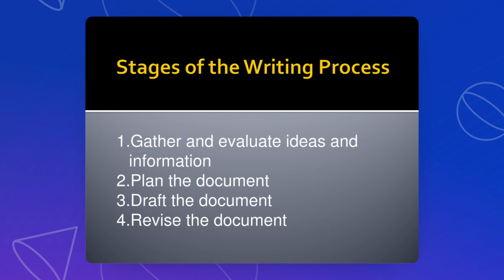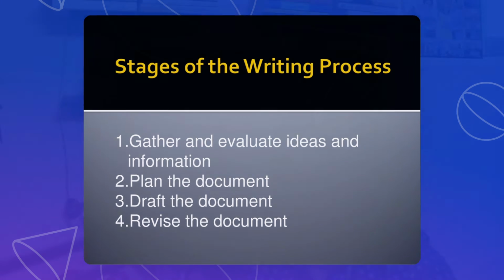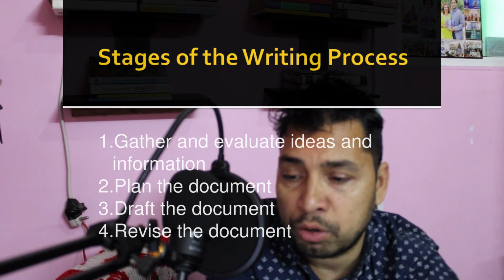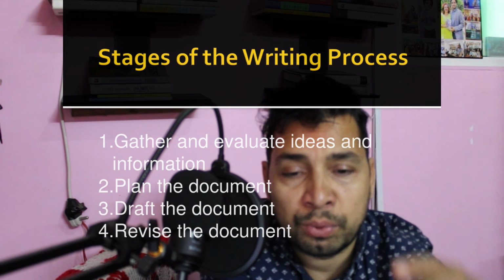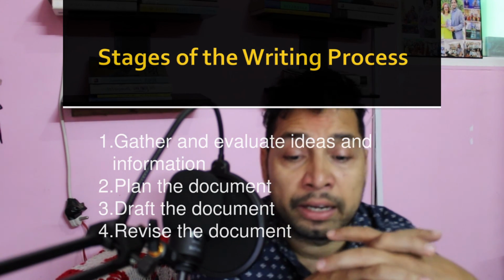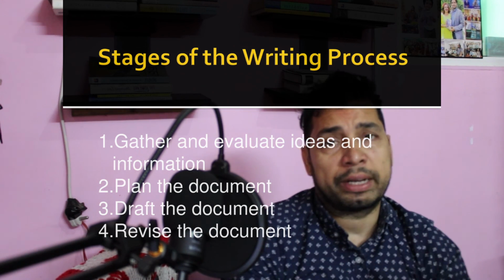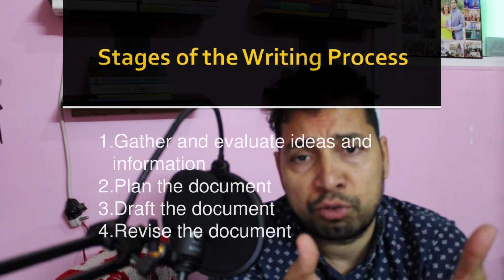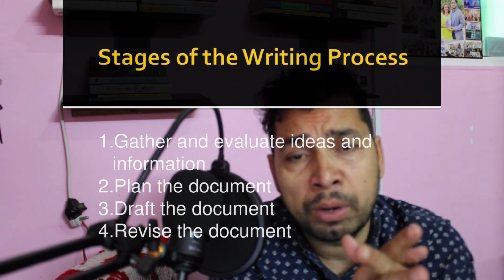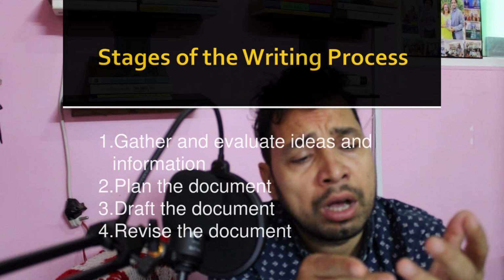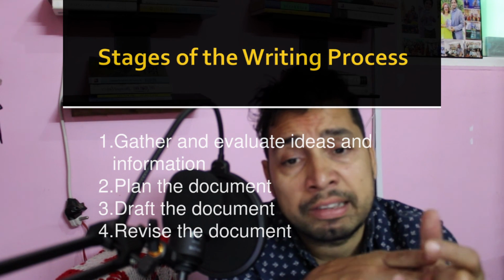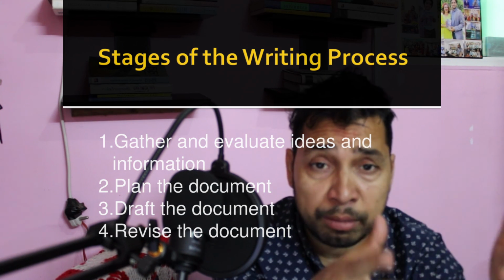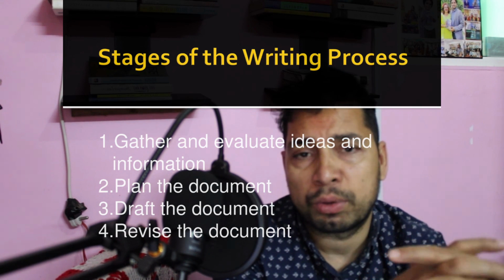So again, in the writing process, this is what you actually do. You gather and evaluate ideas and information. You plan the document, draft the document, and revise the document after you have the ideas in your head. So basically, this is what rhetoric is. Rhetoric and composition has to do with writing or speech. It is the art of persuasion, how you want to persuade your people, and it has to do with language, communication, and persuasion. And again, as I said, there are different elements that come into play when we talk about rhetoric.